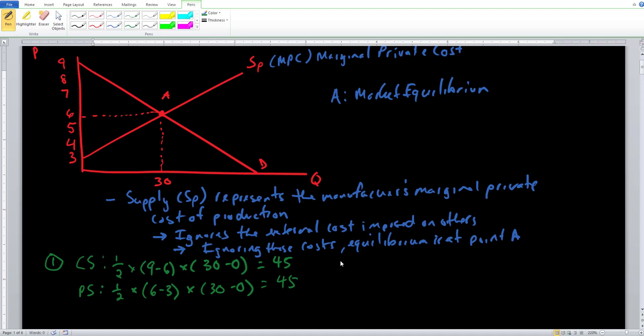Final thing that we can go ahead and do is add both of these up together in order to get total surplus. So 45 plus 45 will give us $90 worth of total surplus, or the area of this big entire triangle right here. So we already know how to do this, so nothing new in this regard.